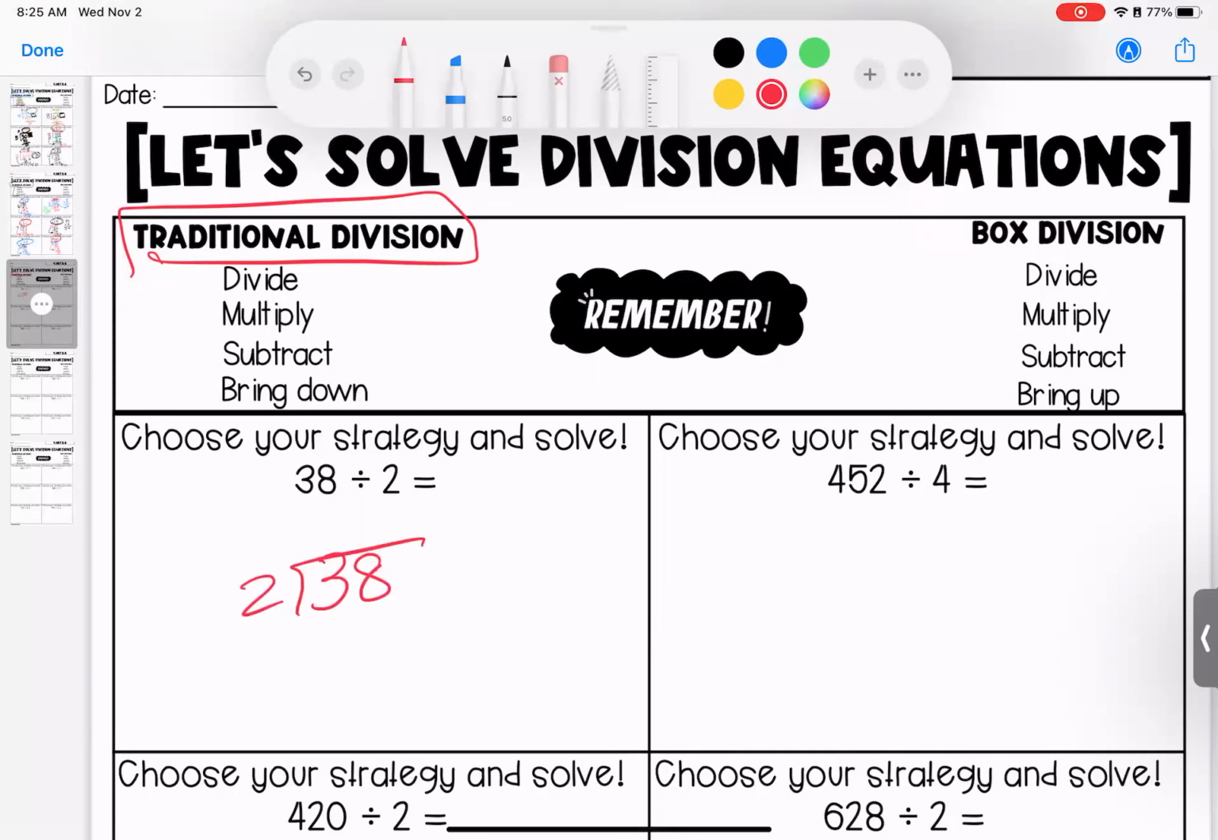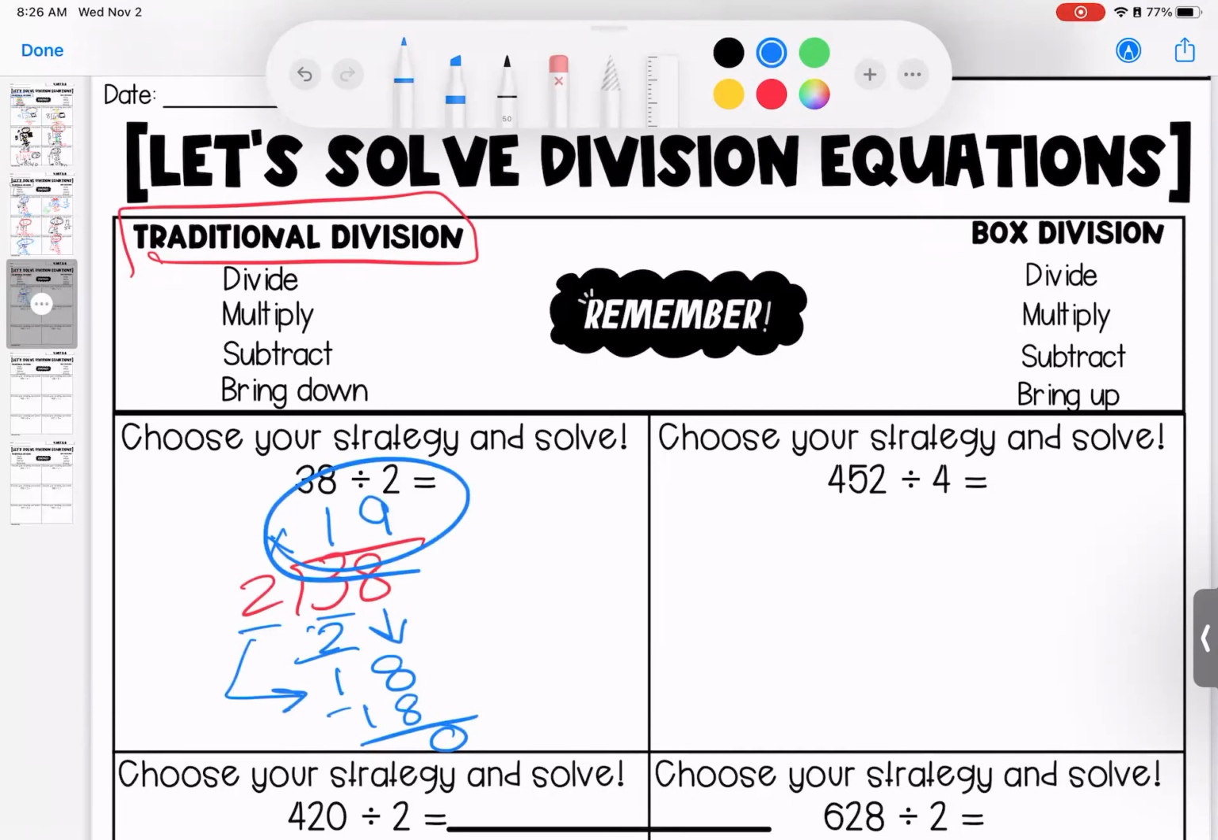We have 38 divided by 2. Start your steps. Does 2 divide into 3? Absolutely, one time. Because 1 times 2 is 2, we subtract. 3 take away 2 is 1. We bring down our 8 and start again. Does 2 go into 18? Yes, it does, 9 times. Because 9 times 2 is 18, we subtract. 18 take away 18 is 0. Our answer is 19.